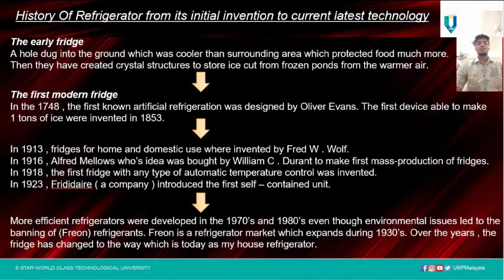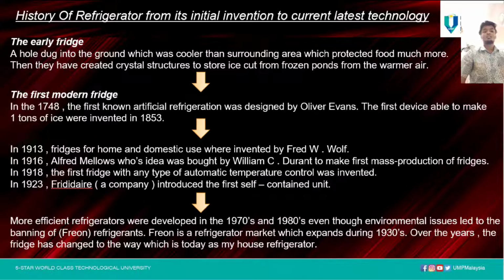In 1748, the first artificial refrigeration was designed by Oliver Evans. The first device able to make 1 ton of ice was invented in 1853. Next, in 1913, fridges, also called refrigerators, for home and domestic use were invented by Fred W. Wolf. In 1916, Alfred Mellowes, whose idea was bought by William C. Durant, made the first mass production of fridges. While in 1918, the first fridge with any type of automatic temperature control was invented.